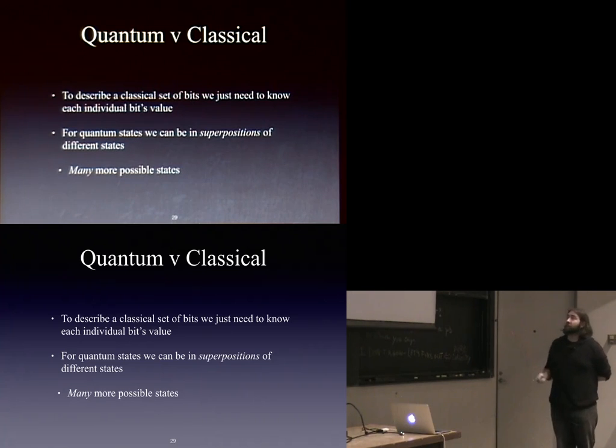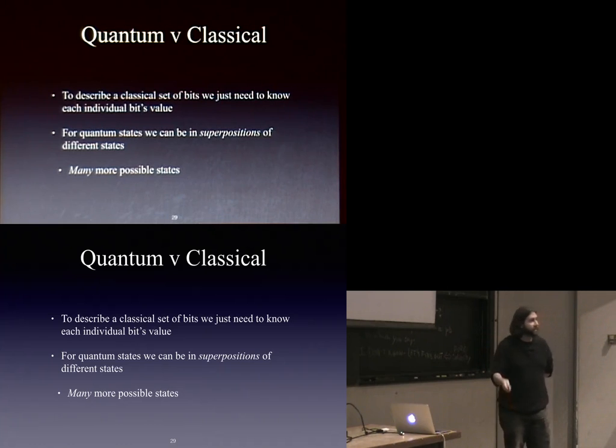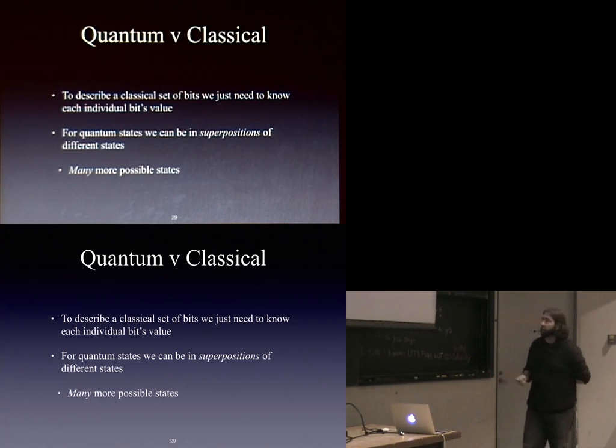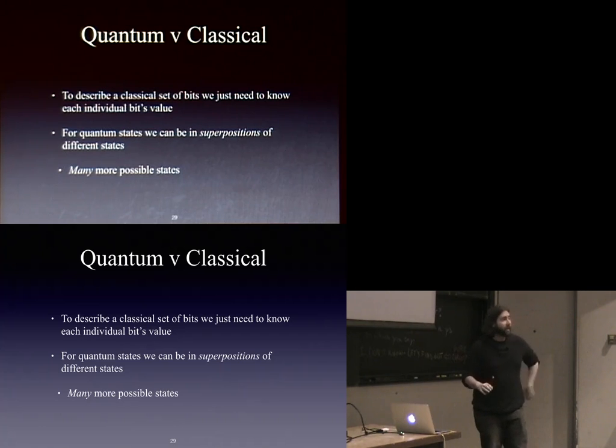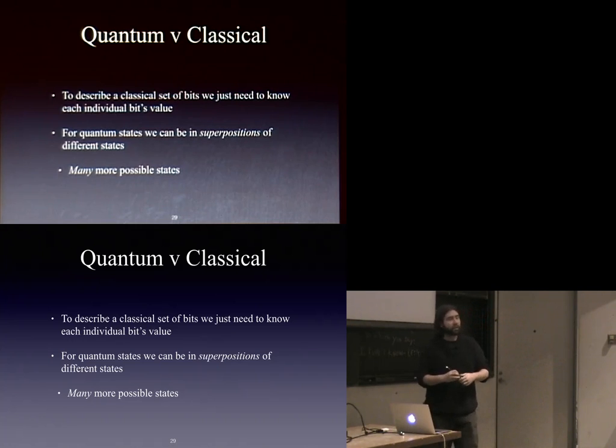But quantum states can be in superpositions of those different classical values, right? It doesn't have to be 0, 0, or 1, 0. It can be 1 half 1, 0 plus 1 half 0, 1. That's some nice entangled state, right? So there are many, many more possible states that a quantum string of bits can be in than classical bits. And that additional room, that additional configuration space that quantum strings of bits can be in, is going to be extremely powerful.